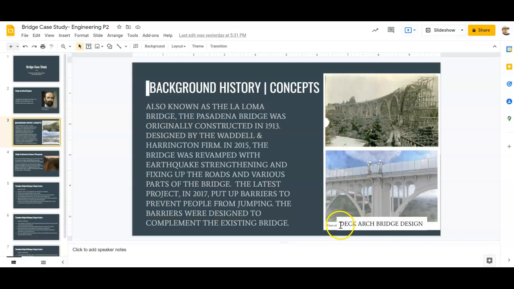And so, anyway, I put these two pictures up. I thought it was interesting to put the humble beginnings of the bridge and the latest project, so we can get a nice historical background. And the concept of the bridge is the deck arch bridge design. So that's the type of bridge it is. So I created this label here, put that there.